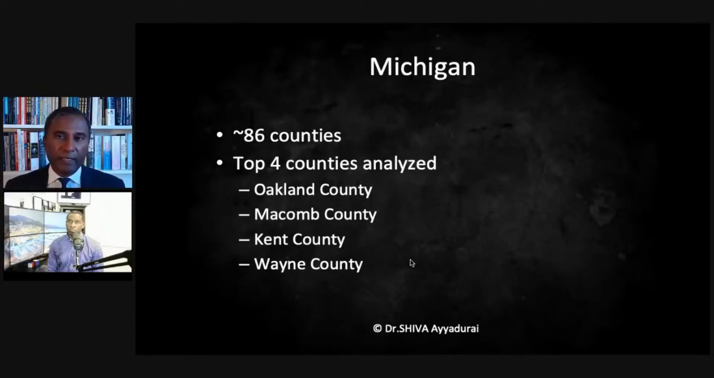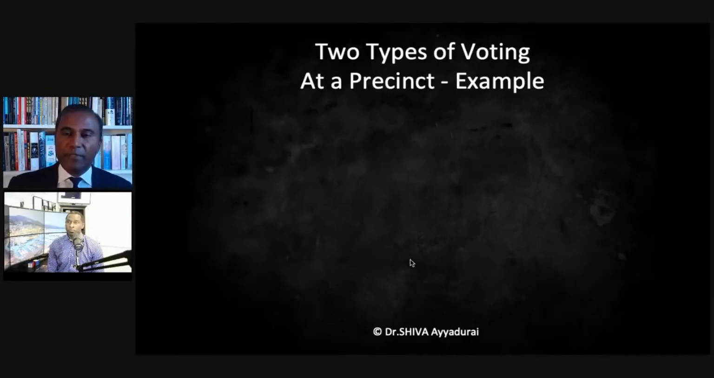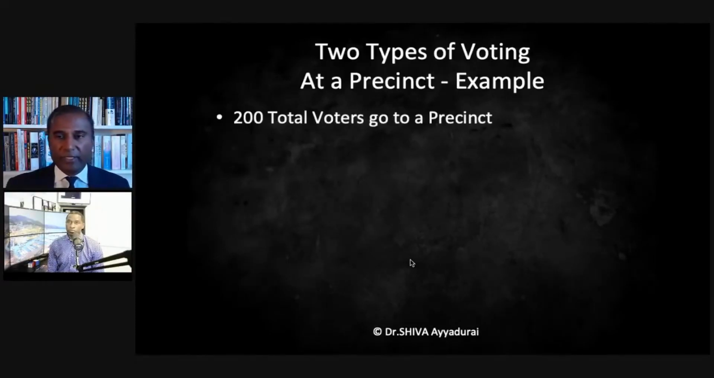By the way, all the data we're looking at, there's 2 sets of data: the early voting data, and then the voting data on election day. In some cases, in Kent County and Wayne County, we combine them. Now, there's 2 types of voting at a precinct, and here's an example. So let's say 200 total voters go to a precinct. Okay, so 200 people walk into that precinct.